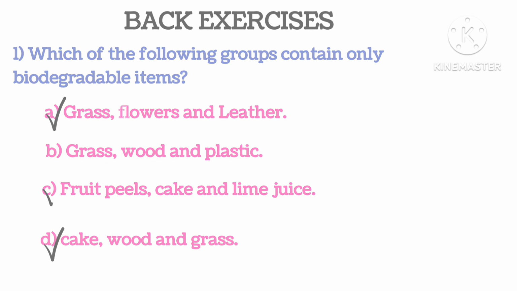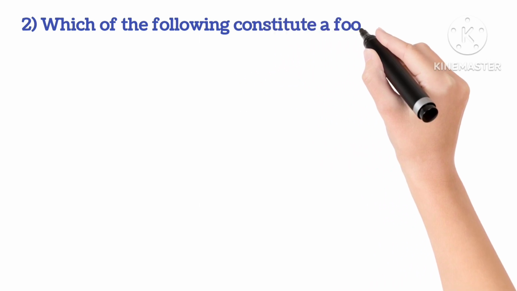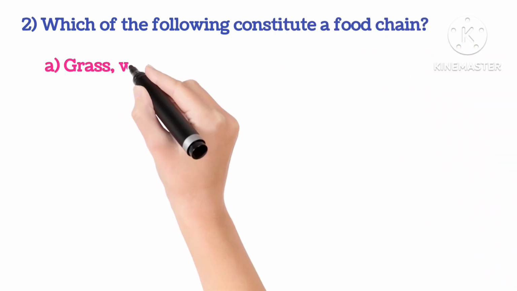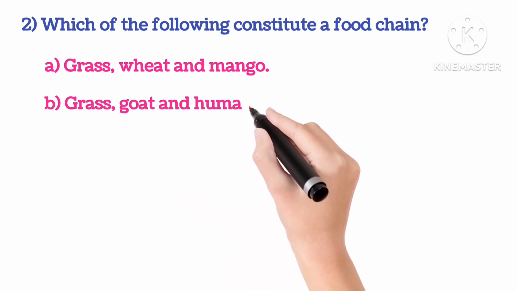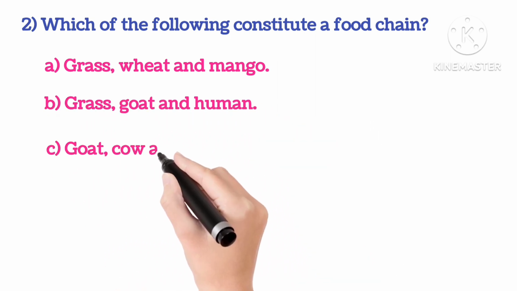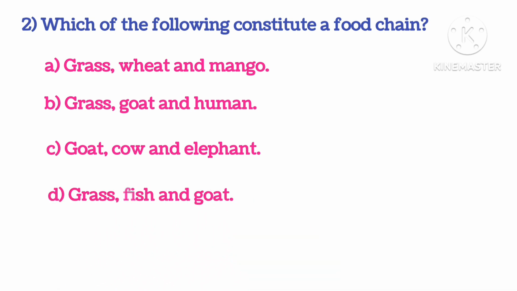Second, which of the following constitute a food chain? A. Grass, wheat and mango. B. Grass, goat and human. C. Goat, cow and elephant. Or D. Grass, fish and goat. The correct answer is B. Grass, goat and human.